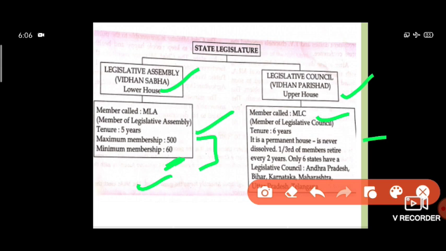But yes, through the Act of Parliament they can have fewer members. It is for states like Goa, Sikkim, Mizoram and the Union Territory of Puducherry. Now MLC, Member of Legislative Council, Vidhan Parishad, is a permanent house and is never dissolved. One-third of the members retire after every 2 years, and only 6 states have a Legislative Council: Andhra Pradesh, Bihar, Karnataka, Madhya Pradesh, Uttar Pradesh and Telangana. Telangana is the state that got the recent Vidhan Parishad.